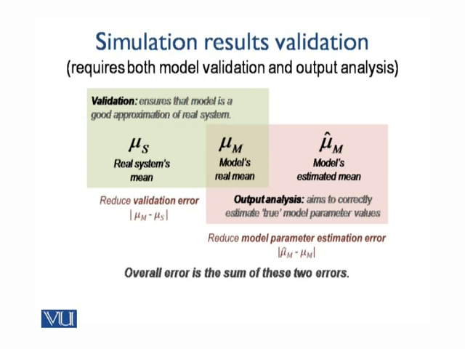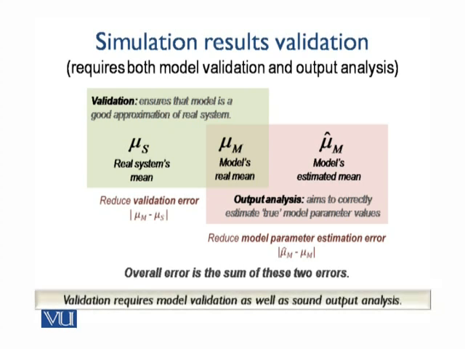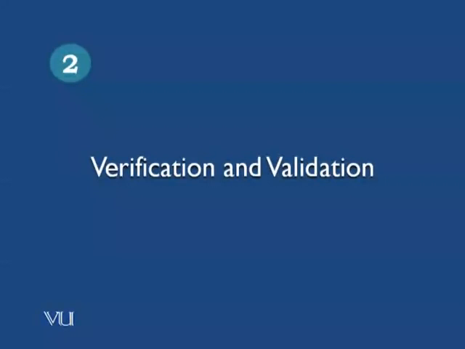To ensure that the first error does not arise, we have to do proper validation. To ensure that the second error does not arise, we have to do proper statistical analysis of the output. By these two techniques, we can minimize the overall error. Therefore, in a nutshell, validation of simulation results is not just an exercise in model making, but it requires model validation as well as sound output analysis. Let us now talk about various verification and validation techniques.